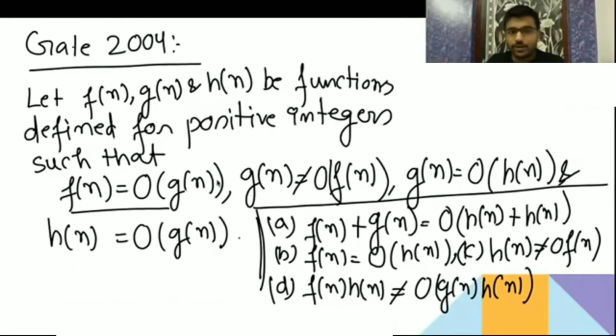So Fn is big O of Gn, but Gn is not big O of Fn. Means Gn is greater than Fn. Gn is not smaller than Fn. Okay, it's going to be greater only. Gn is big O of Hn and Hn is also big O of Gn, means Hn is even smaller than or equal to Gn. Is the correct. Now see why I am saying.